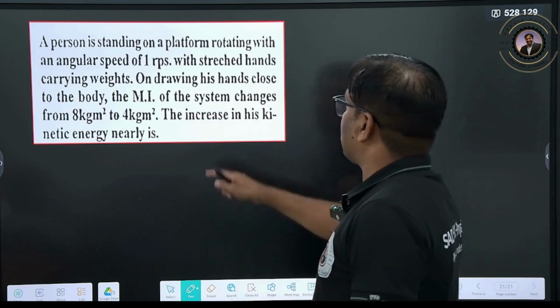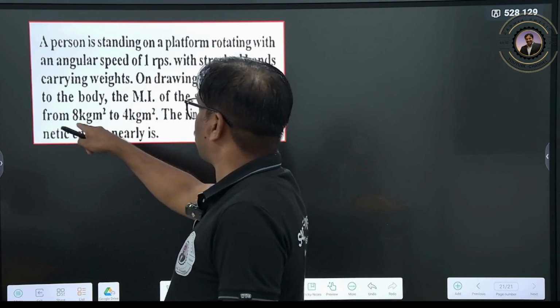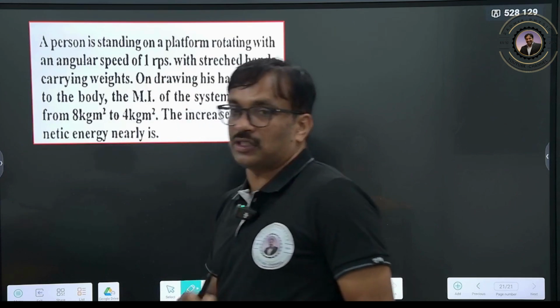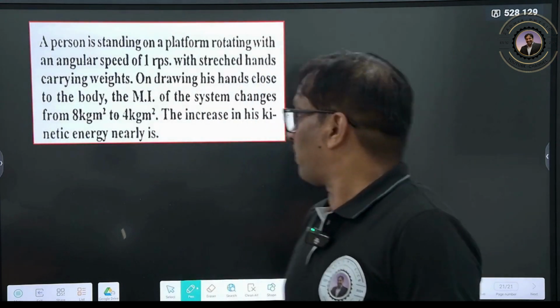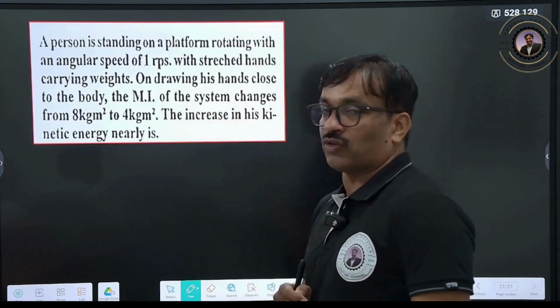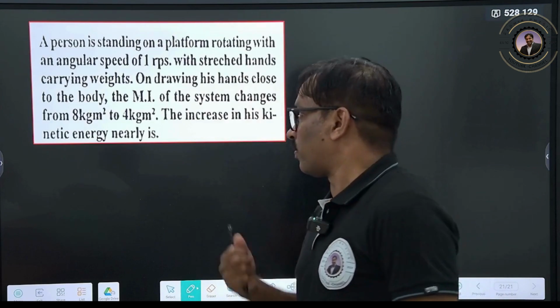So on drawing his hands closer to the body, the moment of inertia changes from 8 to this one now. The increase in kinetic energy, this is the most important one, no? So I also did this, which leads to the conservation of energy. I already did a video on the conservation of energy, so please go through it.